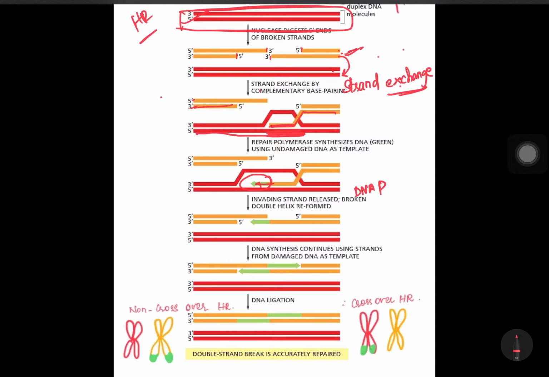We know DNA polymerase cannot initiate, but it can elongate. So for initiation we need something. So it has used the sister chromatid for initiation of the sequence. Once it is initiated, it will go back to its original position, and our DNA polymerase will elongate the strand and ligase will bind up the strand.